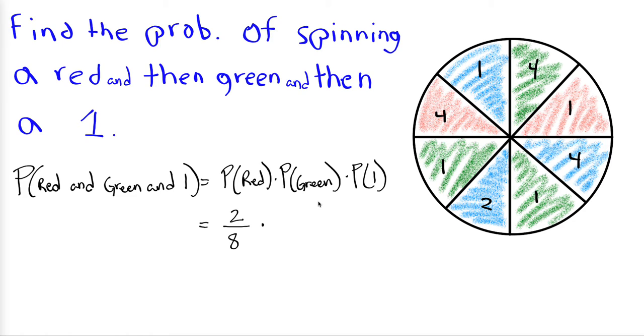What's the probability of green? 3 over 8. Yep, 3 over 8. There's 4 of them.